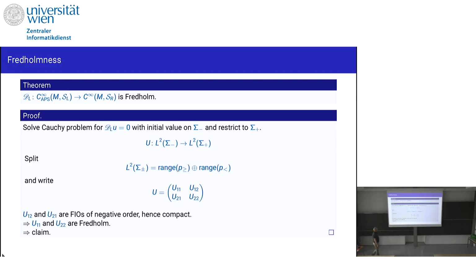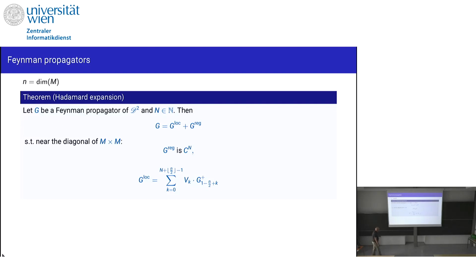And now the question is, what's the index? Can we compute the index similar to the Riemannian case, where you have this very nice formula by Atiyah-Patodi-Singer? And it will turn out that we can. Okay, so let's compute the index. This will then require some preparation, and this is where Feynman propagators enter and play an essential role.